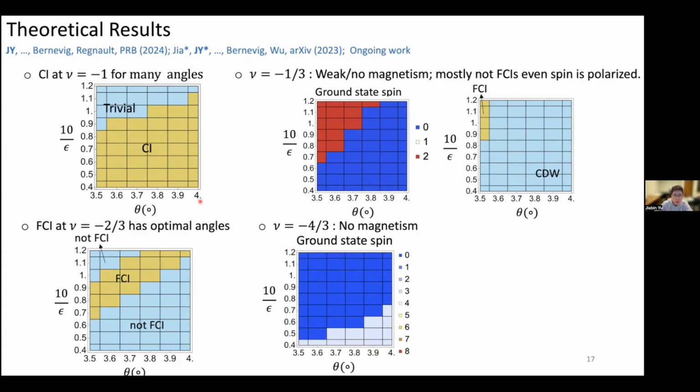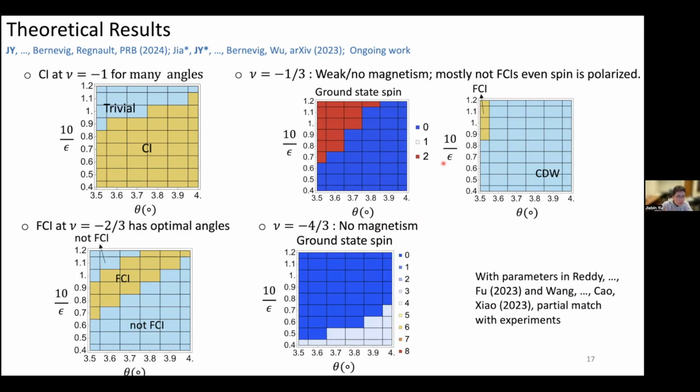And these results were obtained using our parameters. I would like to mention that before our work, there were other parameters that tried to explain the phenomena. But if we use their parameters, we cannot capture all these phenomena. For example, if we use Tingel and Das Sarma's parameters, we can capture most of the phenomena, but at -1/3, we will see a large range of FCI when the spin is polarized, which is not consistent with experiments. Okay, this is our results.